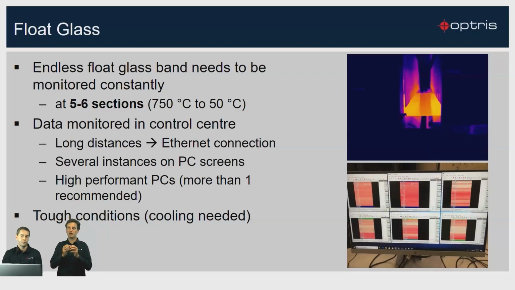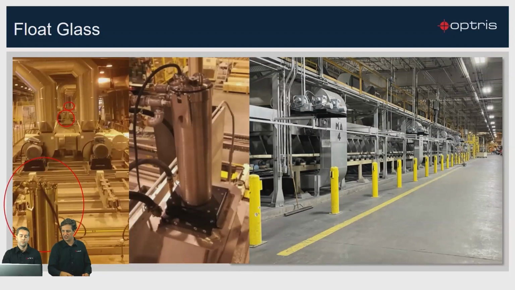And by having this small slit, typically a line scanner is a good alternative to get the thermal information to control the whole process. Here we see what it looks like. It is, as mentioned, a very long line.